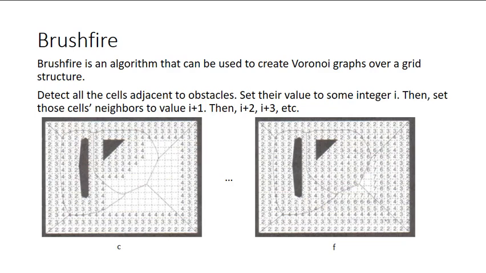So I've skipped some steps here. On the previous slide, I had A and B. On this one, I have C, and then F. So I'm skipping D and E. We're just going straight to almost the last step here.